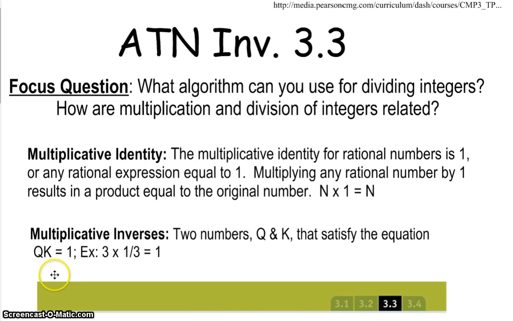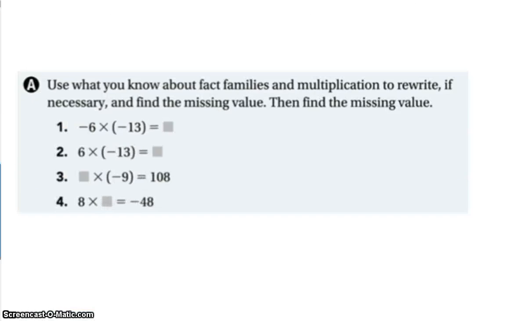numbers such that q times k would equal 1, and the example there is 3 times a third would equal 1. So it's how we turn a number into 1. We often refer to it as a reciprocal. All right, so let's take a look at a few problems.